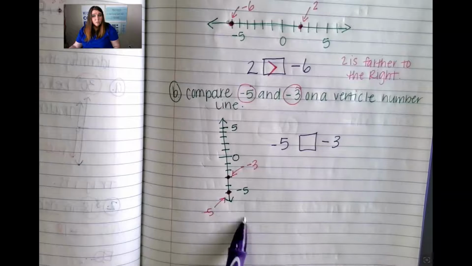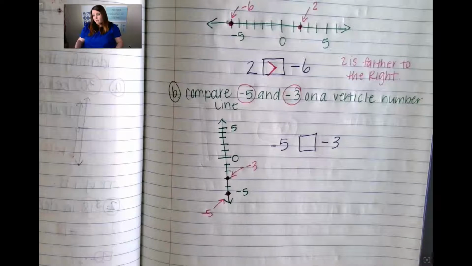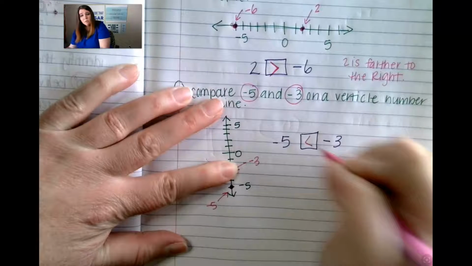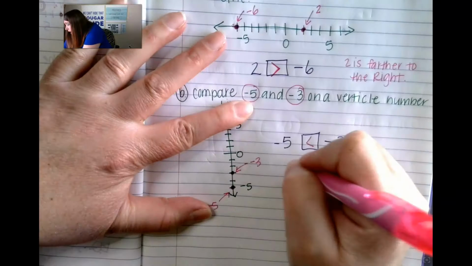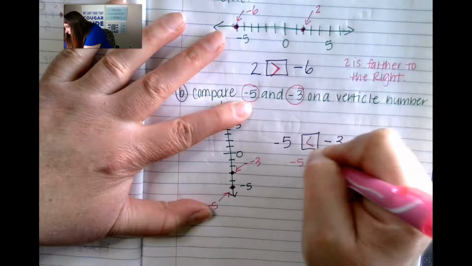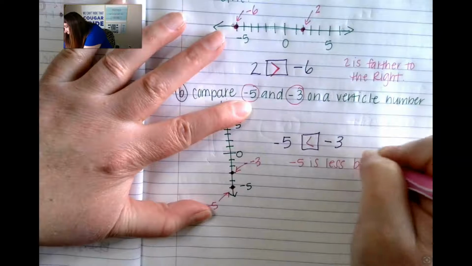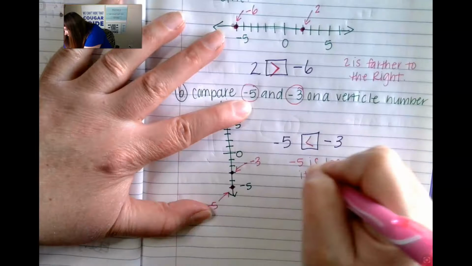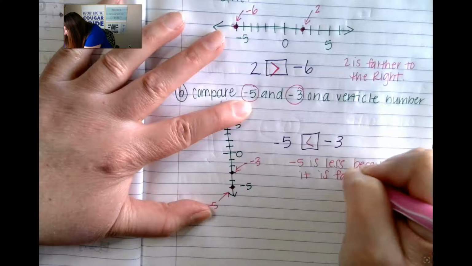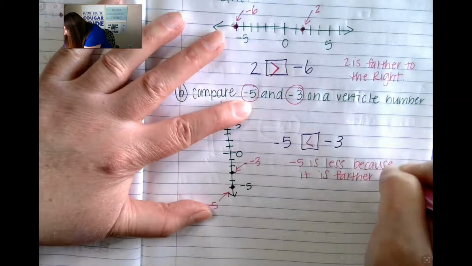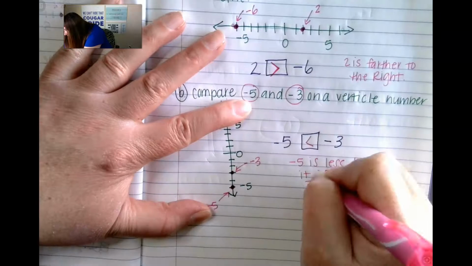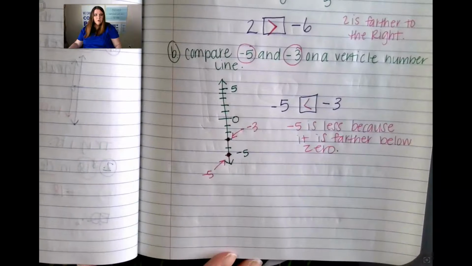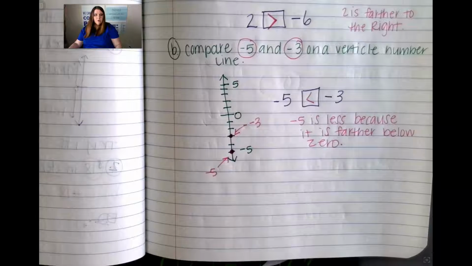Negative 5 is further below 0. So negative 5 is less than negative 3 because it's further from 0, farther below 0. All right, so now we're going to go ahead and do a couple try-its.